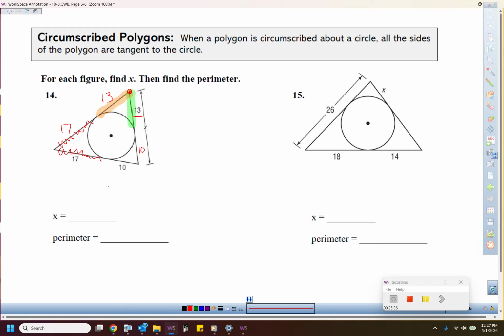But they ask us to find x. X is this whole big bad boy right here. Wouldn't x be that green one and that pink one, what it was supposed to be, like put together? So how long should that be? 23 is correct.